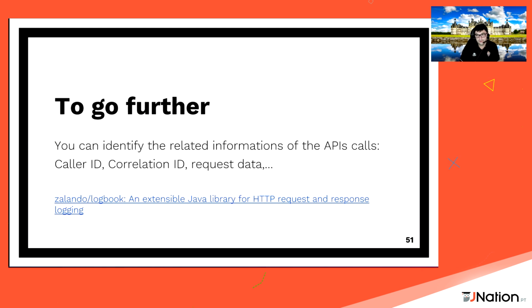If you want to go further about logging, you can first add the Logbook framework. Why integrate Logbook? Logbook is a framework provided by Zalando. It's open source, and Logbook helps you identify the related information for the API calls, such as the caller ID, the correlation ID, the request data, and so on. And you could override it, activate it using properties. It's really useful for an API project.